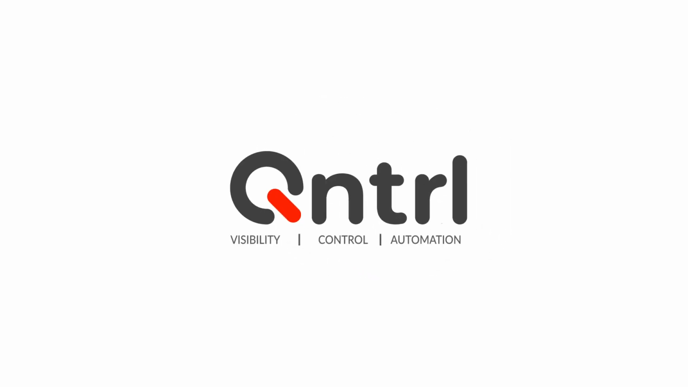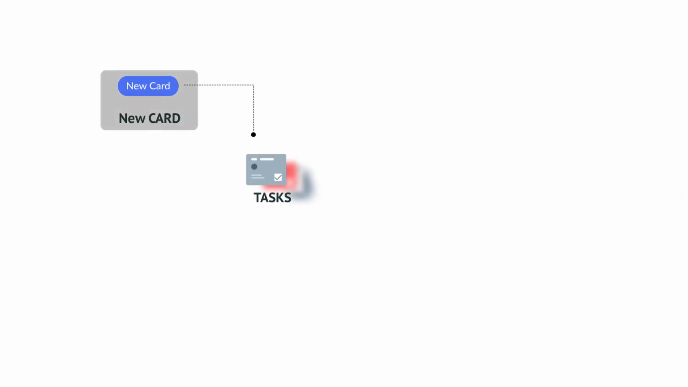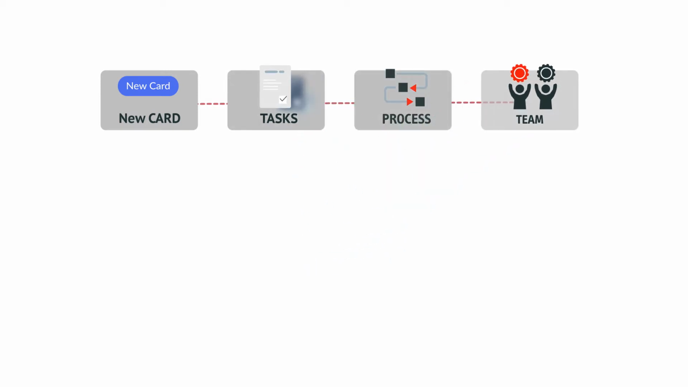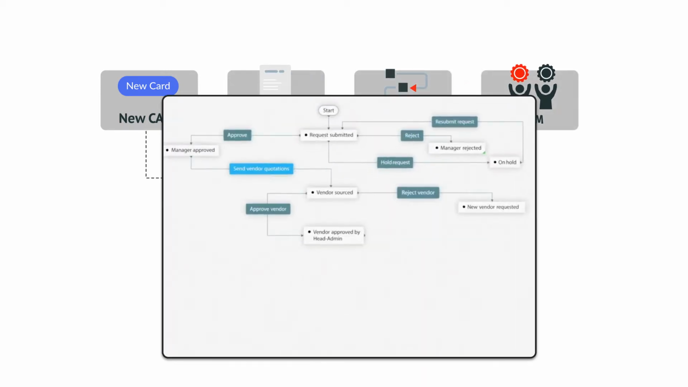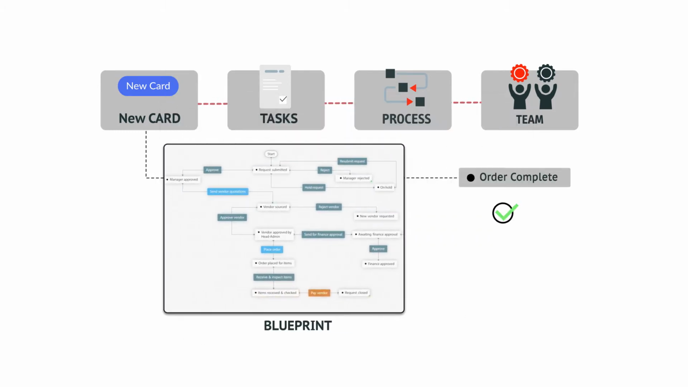Welcome to Qntrl. Today we're going to learn how to create cards in Qntrl. A card is designed to help you create tasks for your business process and assign them to the right people. A card progresses through the stages of a blueprint via different teams and gets completed when it reaches the last stage. Let us consider an example.